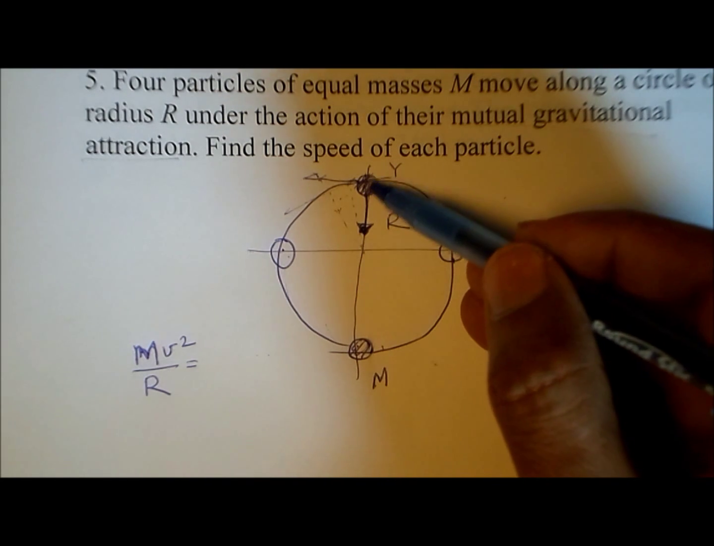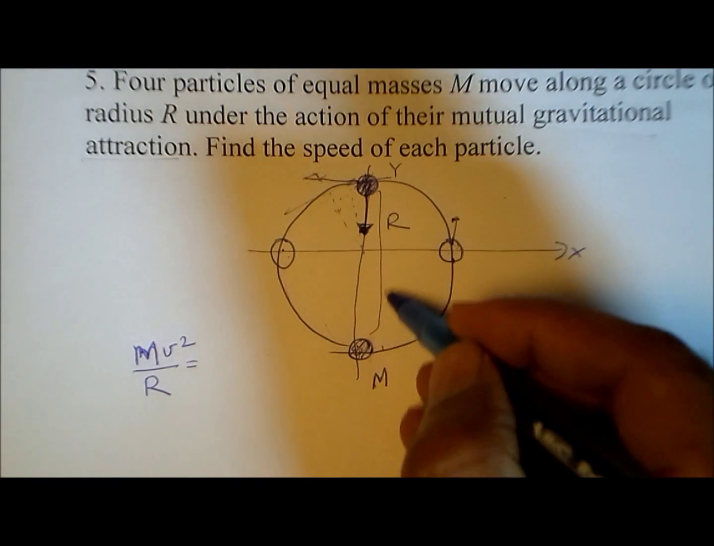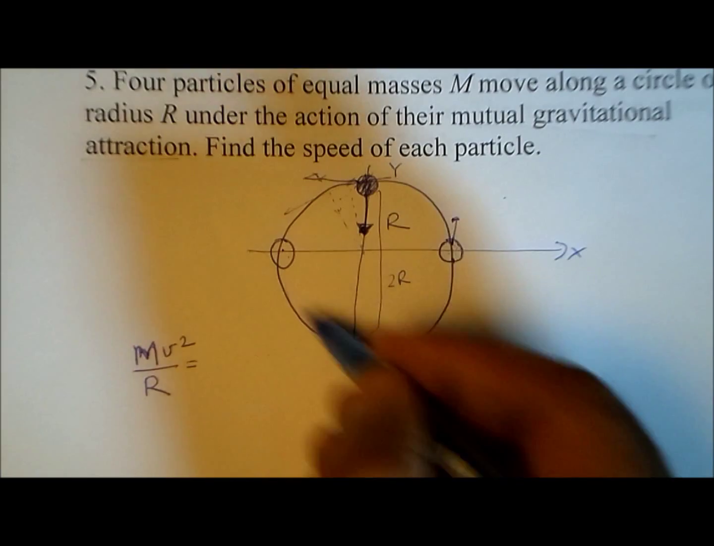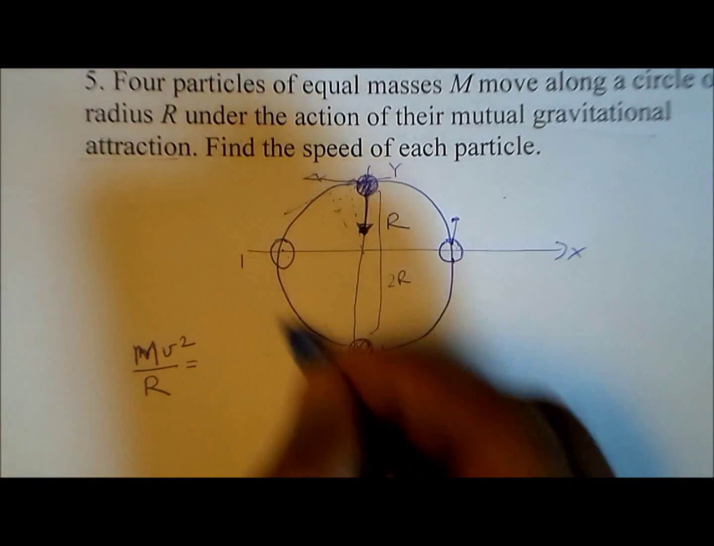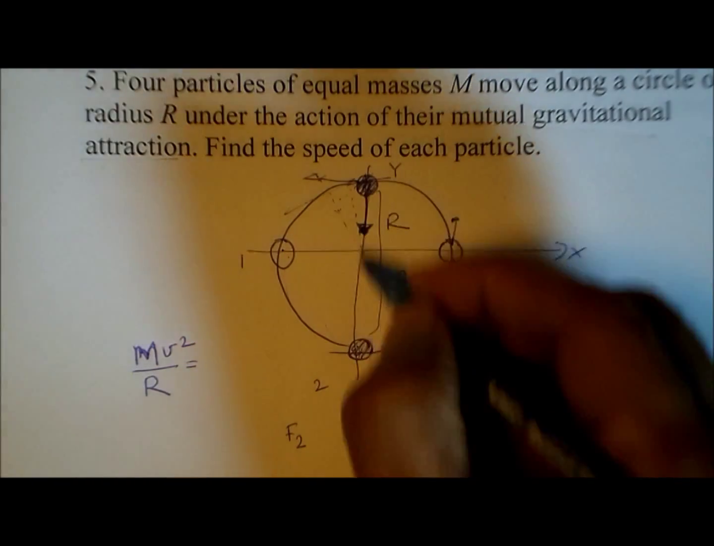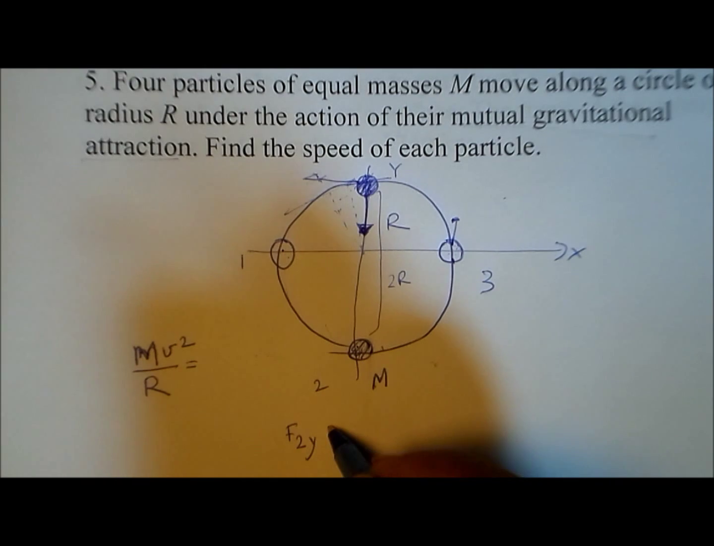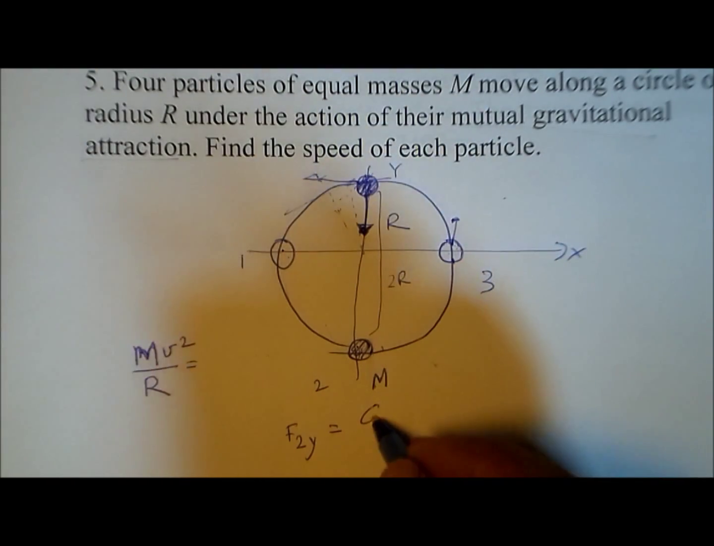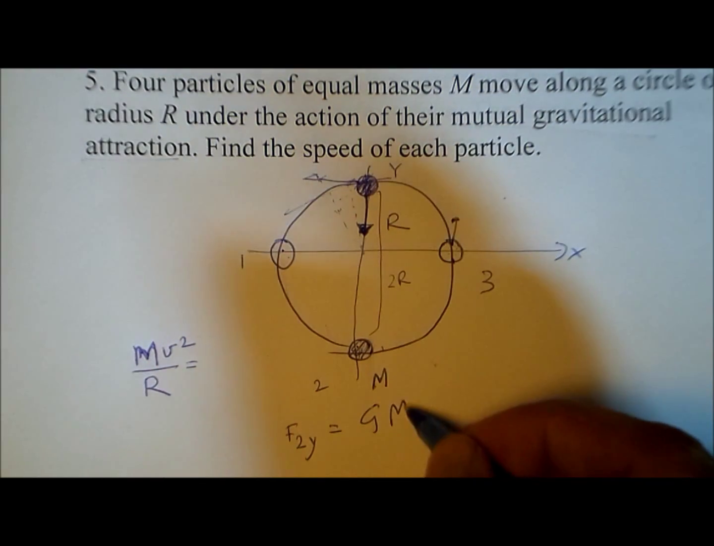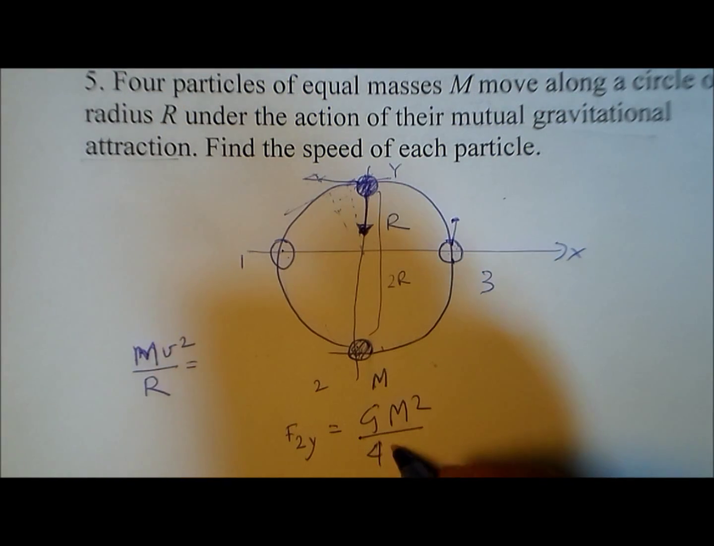The force acting on this particle due to this mass m has a total distance of 2r. Let's call it particle 1, 2, 3. So this force F2, and it acts only in the y-axis direction, so we'll call it F2y, is equal to G m1 m2, which is m square divided by 2r whole square, or 4r square.